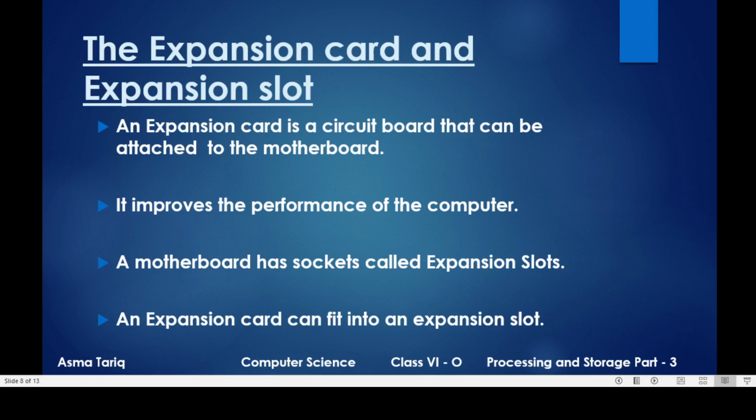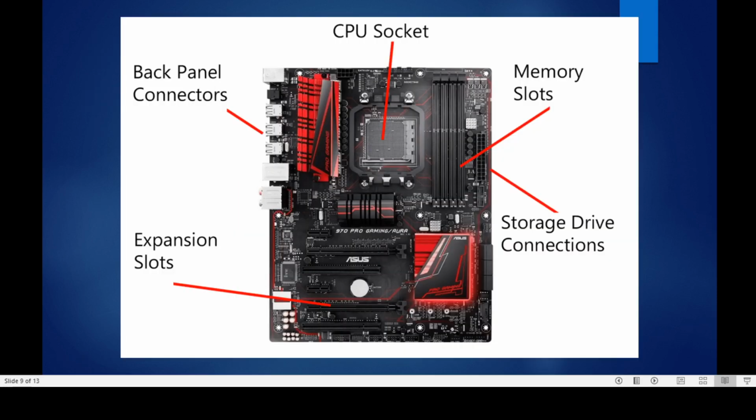Now we come to expansion cards and expansion slots. An expansion card is a circuit board that can be attached to the motherboard. It improves the performance of the computer. A motherboard has sockets called expansion slots. An expansion card can fit into an expansion slot. This is the diagram of the CPU. It shows the expansion slots, CPU sockets, back panel connectors, memory slots, and storage device connections.